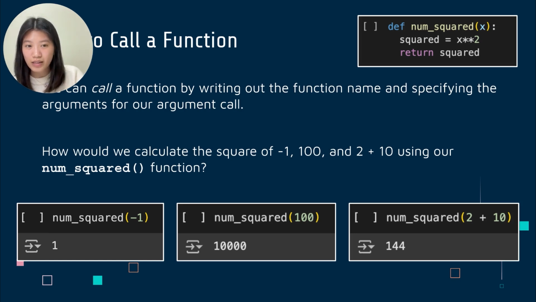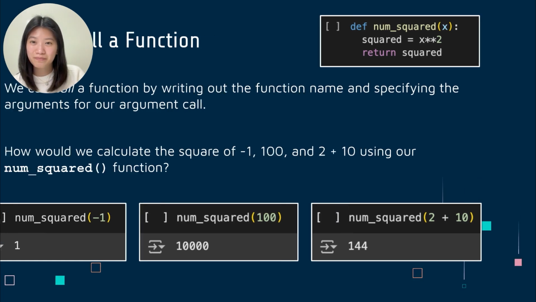For the last question, we don't just have to pass one number into the argument, we can specify an expression that also evaluates to an integer. So in this example, we do num_squared, and then in parentheses, 2 plus 10. And 2 plus 10 evaluates to 12, so now x is equal to 12. Then we set squared equal to 12 to the power of 2, which is equal to 144, and we return that value, 144, which is why our output is 144.